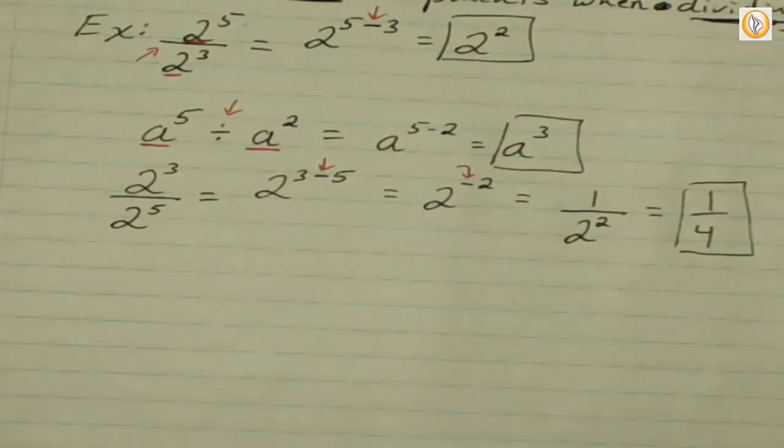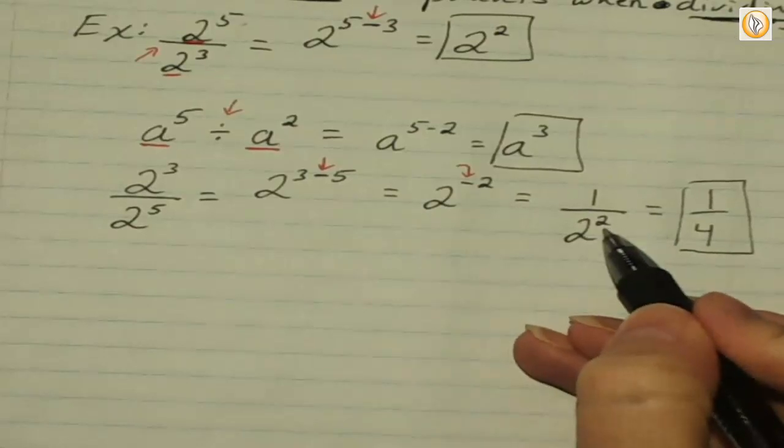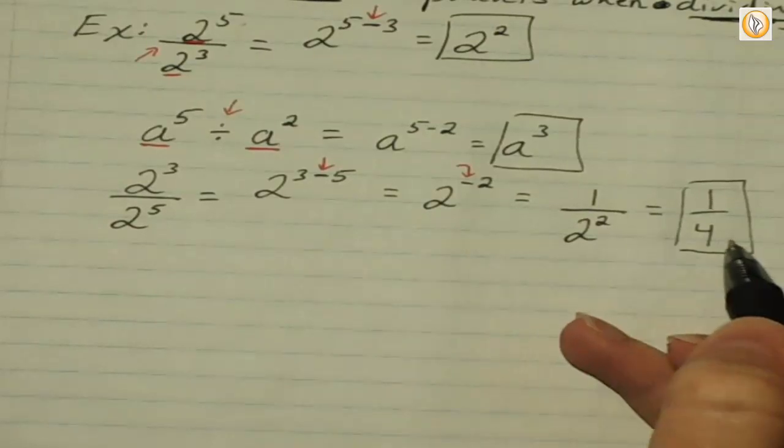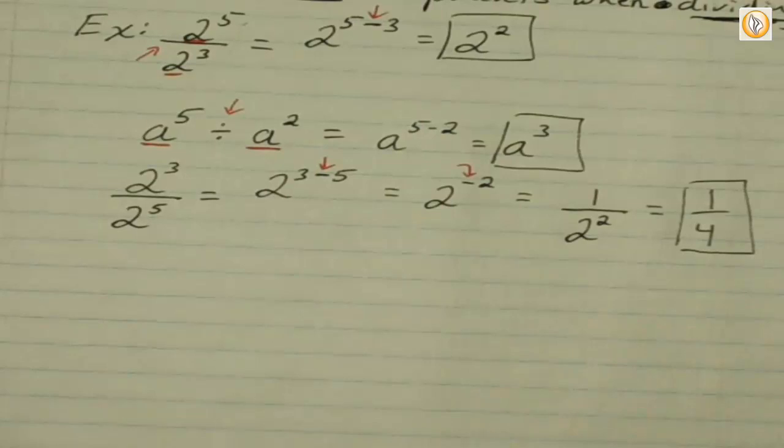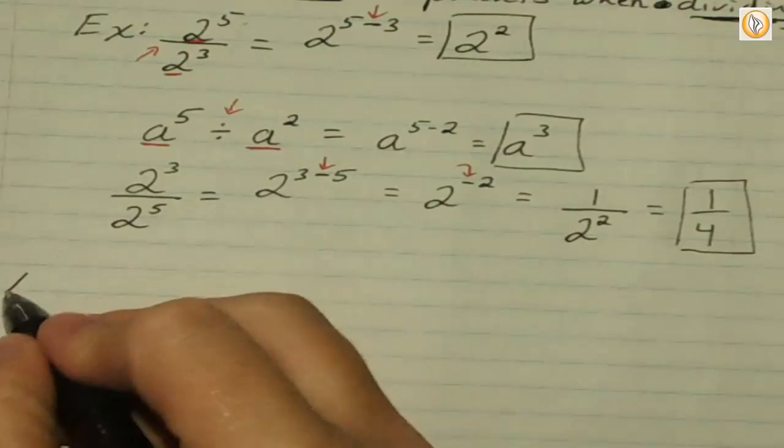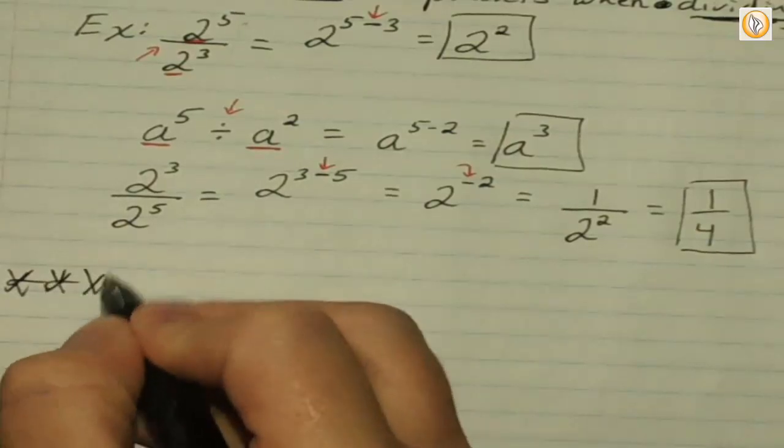It's not that bad. How is it a 4? Because 2 squared is 2 times 2, it becomes 4. Oh, okay, now I understand. Okay. Any questions?